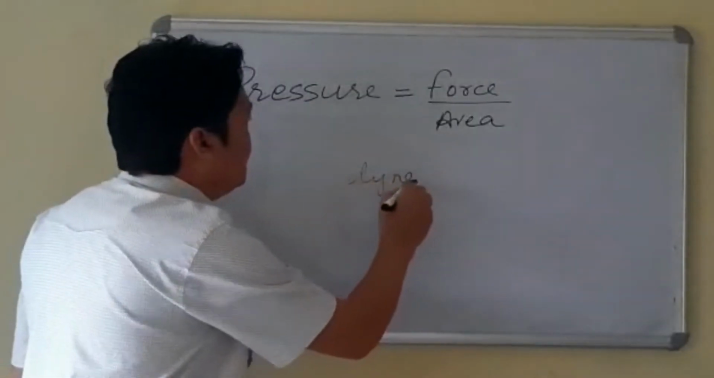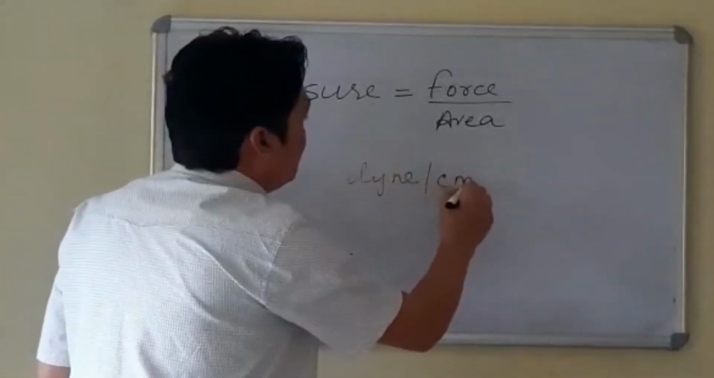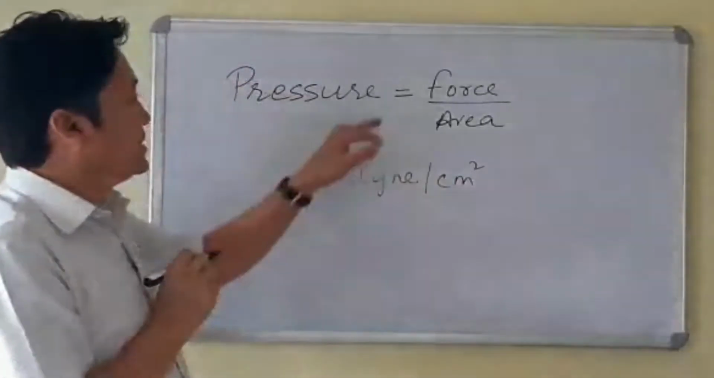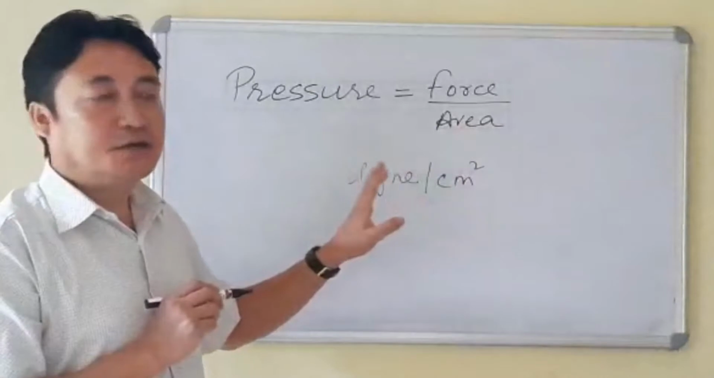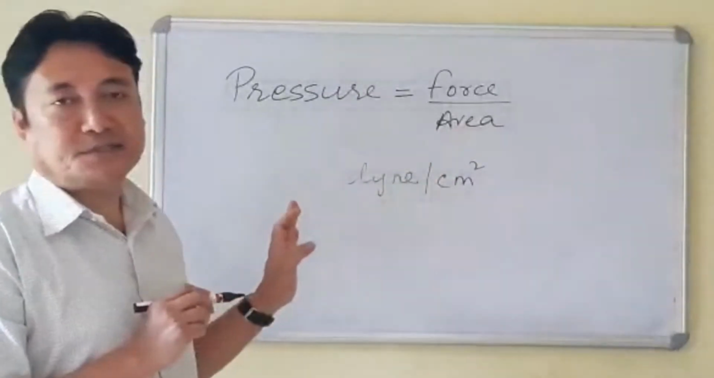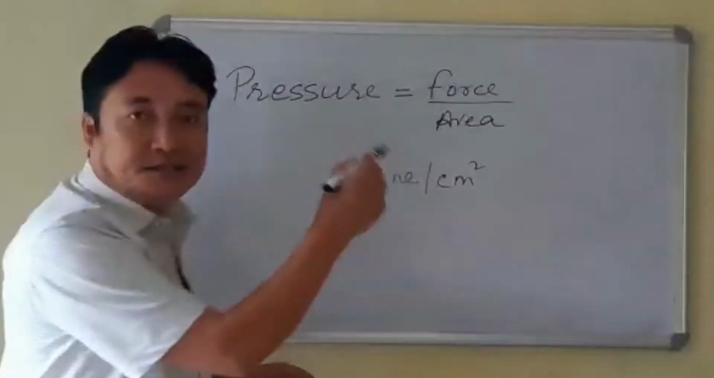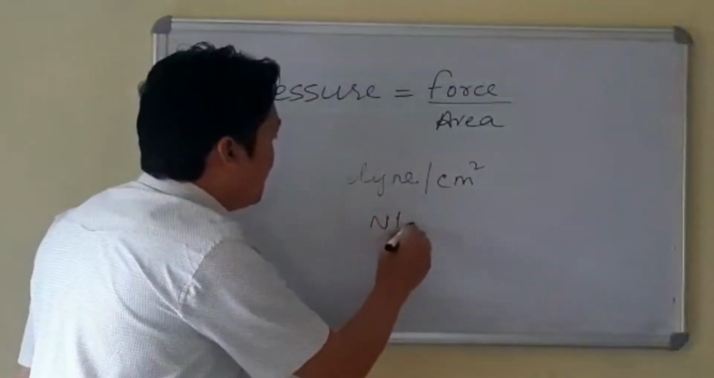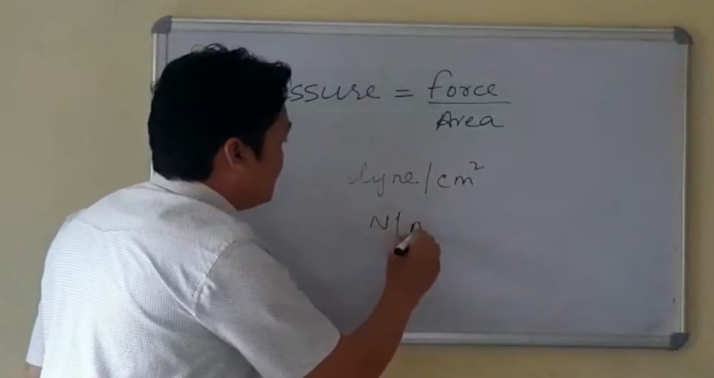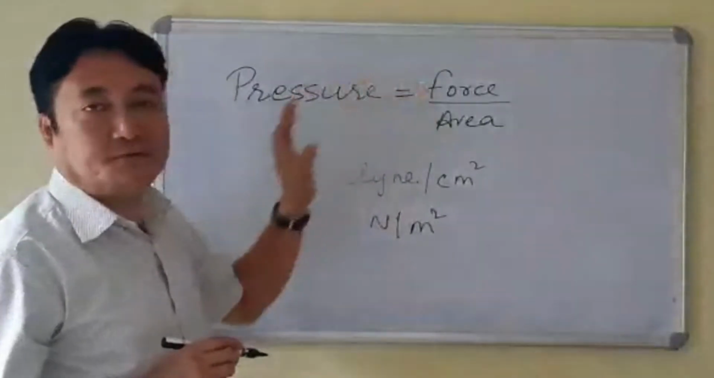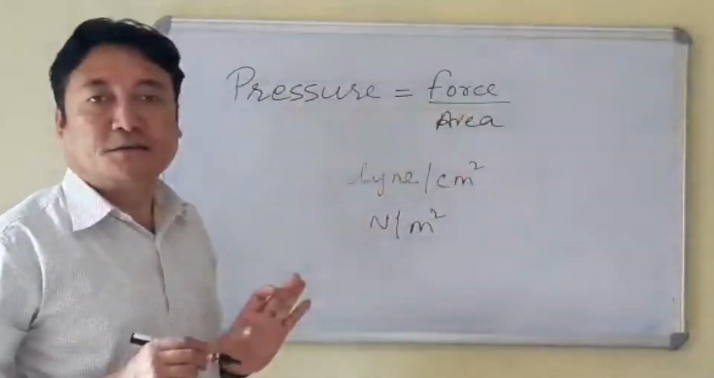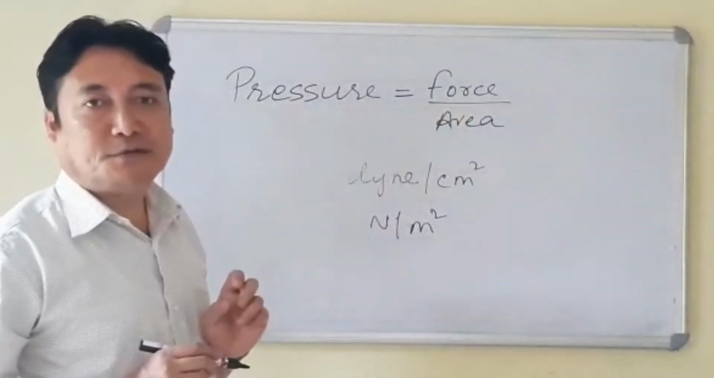The CGS unit of pressure is dyne per centimeter square. How it comes is that the CGS unit of force is dyne and the CGS unit of area is centimeter square, therefore the CGS unit of pressure is dyne per centimeter square. Likewise, the SI unit of pressure is Newton per meter square. The SI unit of force is Newton, the SI unit of area is meter square, so the SI unit of pressure is Newton per meter square.